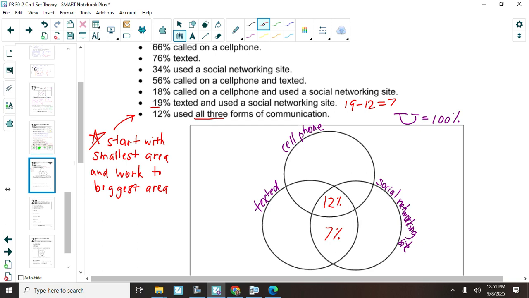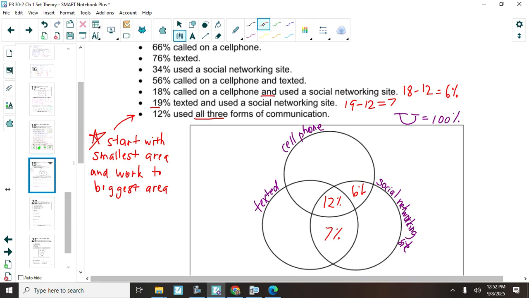Okay, 18 people called on a cell phone and used social. So this is the intersection, my eyeball between cell phone and social networking site. Same thing, I have 18. I've already counted 12 of them. Cell phone and social, I already have 12 of them, so I have 6 left.